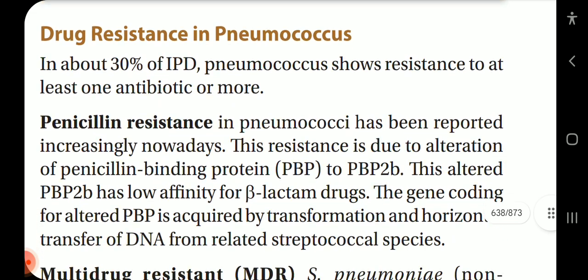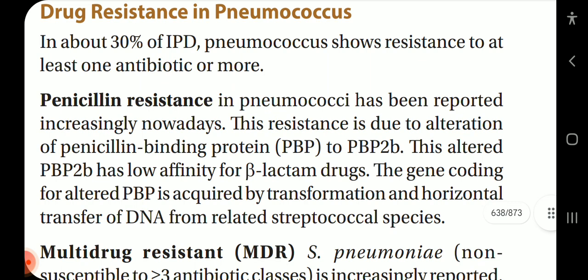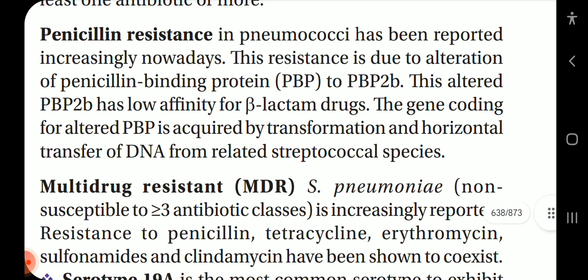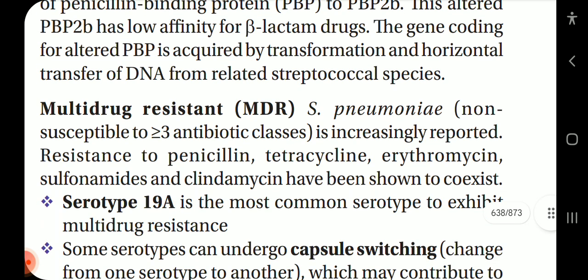Drug resistance in pneumococcus. About 30% of IPD pneumococcus shows resistance to at least one antibiotic or more. Penicillin resistance in pneumococci has been reported increasingly nowadays. This resistance is due to the alteration of penicillin binding protein, PBP2B. This altered PBP2B has low affinity for beta-lactam drugs. The gene coding for altered PBP is acquired by transformation and horizontal transfer of DNA from related streptococcal species.